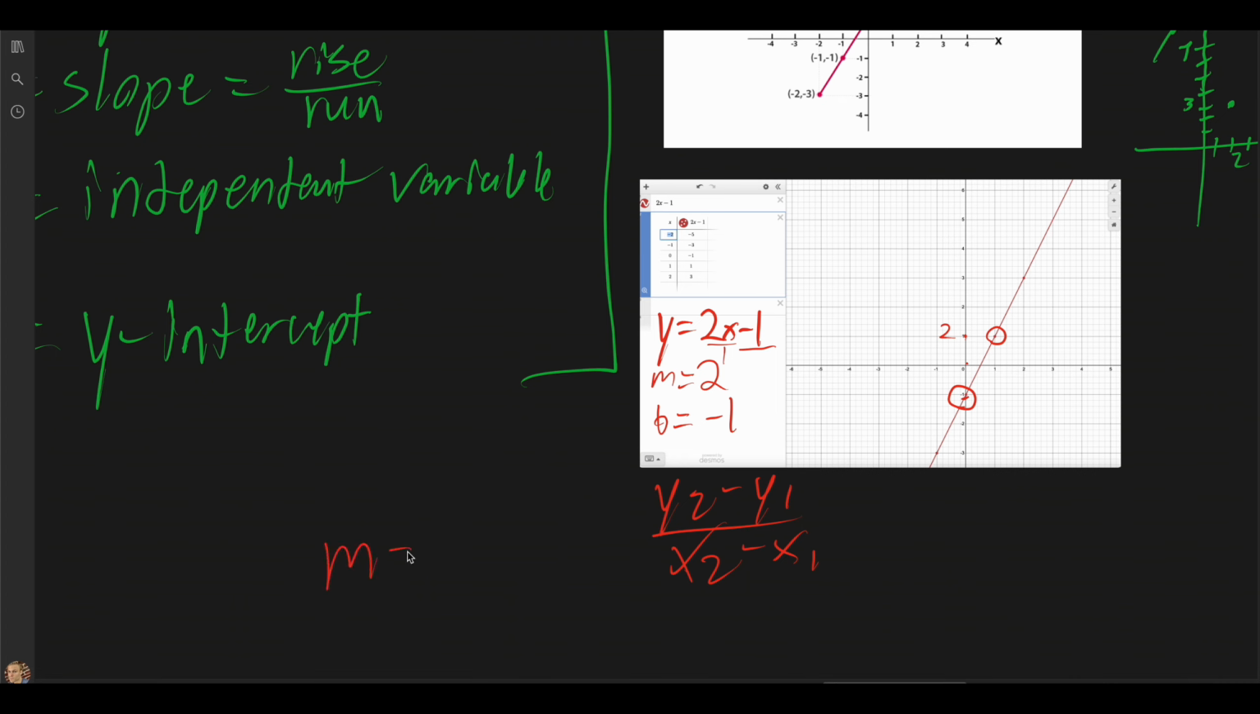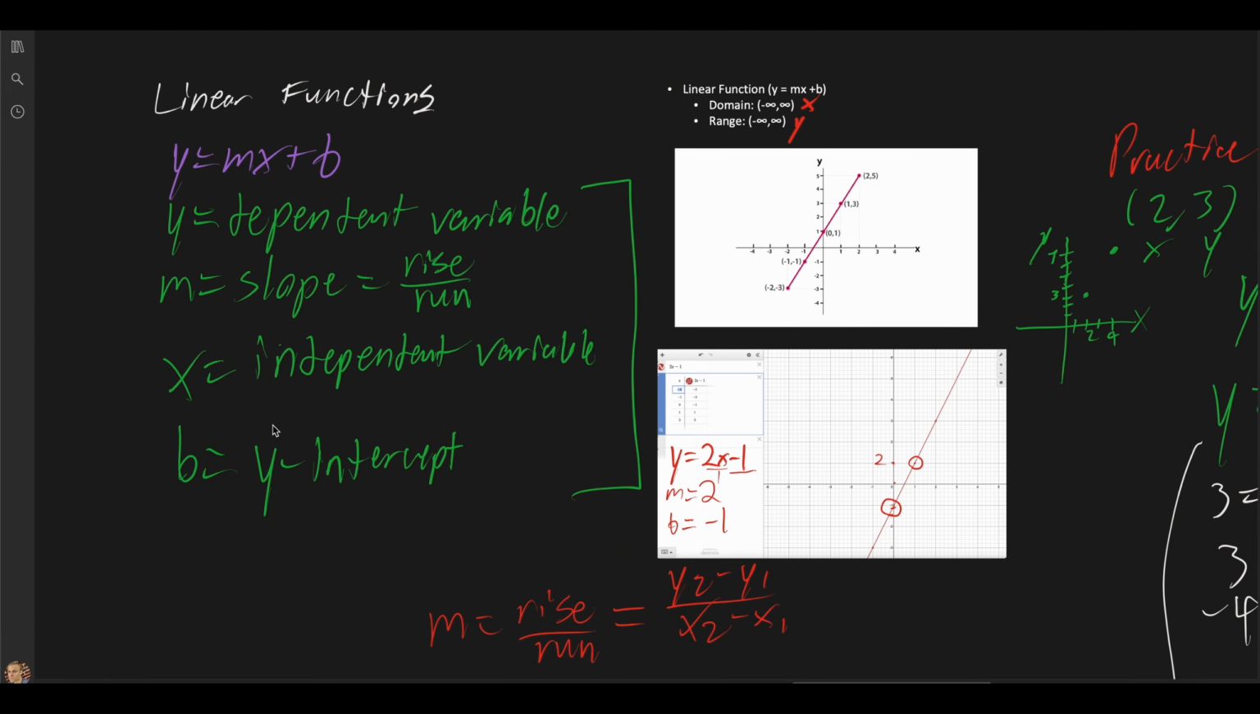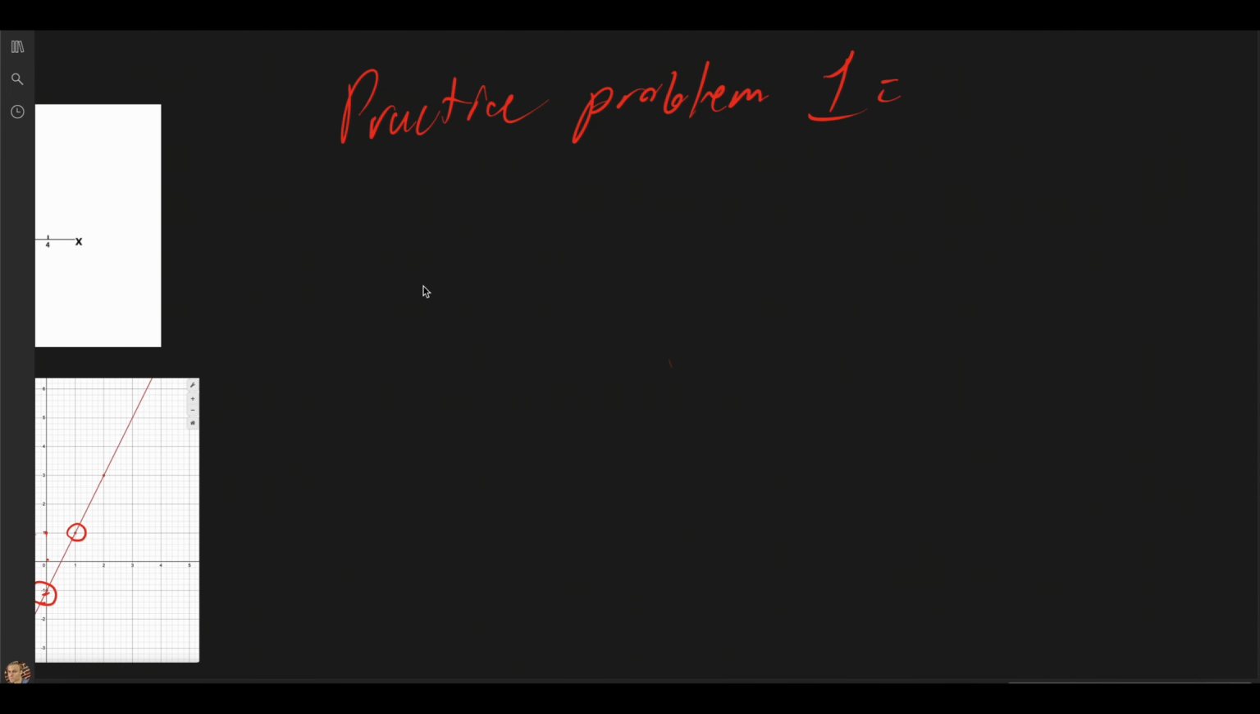So we have our slope m denoted as rise over run, and this is the formula that we rely on for linear equations for our slope. And now let's head over to our first practice problem.